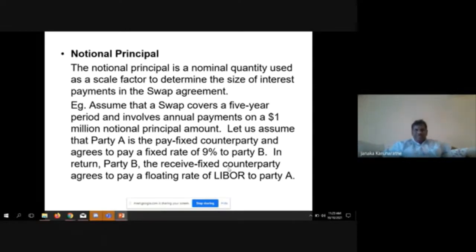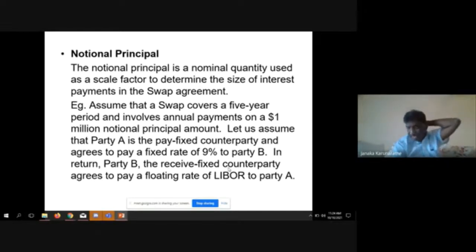Now, notional principal. As I said at the beginning, here we don't exchange any principal cash flow. But to determine the interest rate flows, we have to agree on a notional principal which we are going to hedge. So let's say I am going to borrow a certain amount which may be subject to interest rate risk. Then I agree with the other party to exchange interest rate flows based on that notional principal.